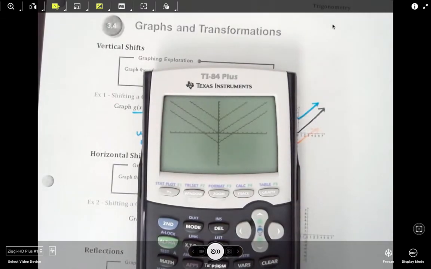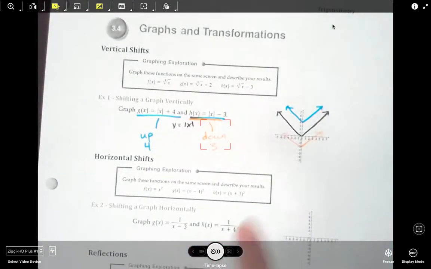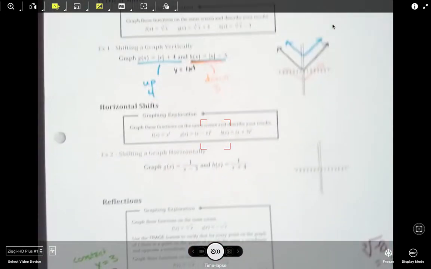So graphing these, you can do this on your calculator for the ACT if they ask you any sort of situation where you think graphing would help. Okay, so there's that. All right, now let's go to horizontal shifts.